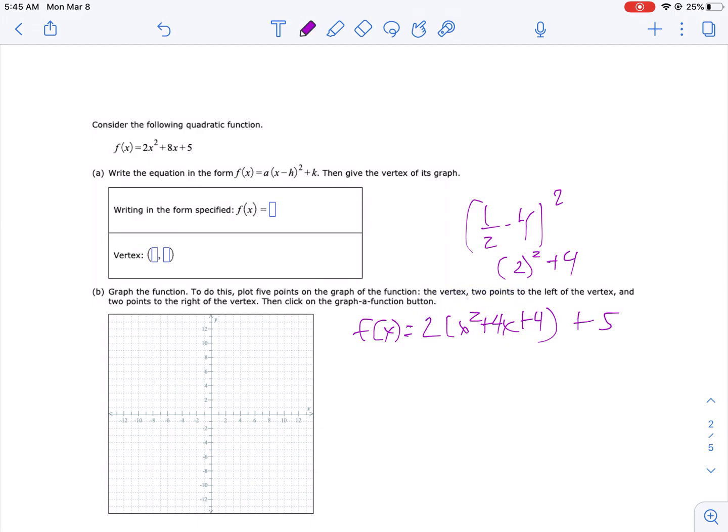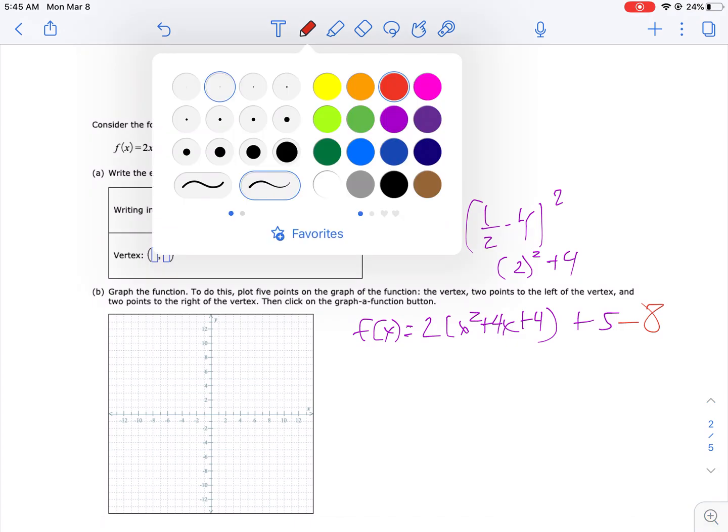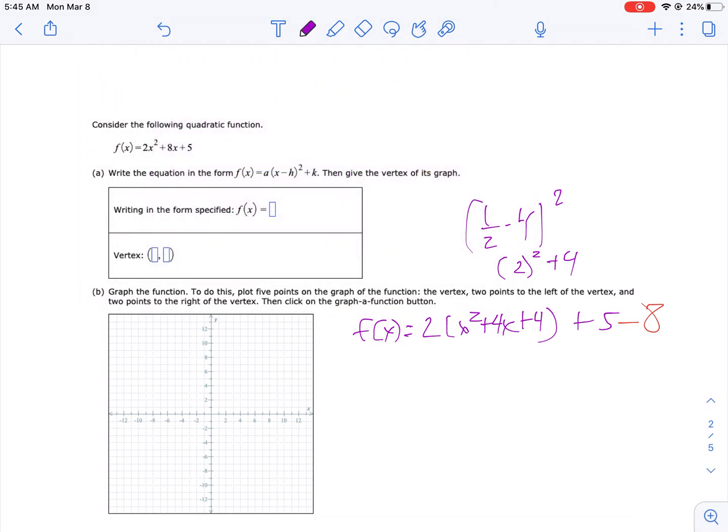I can't just magically add 8, so I better subtract 8 to make them 0. Whatever I have to add, I have to subtract the same thing. Now, let's factor. So I get 2 times x plus 2, the quantity squared, minus 3. So that is your answer for part A. Maybe I should have written f of x here so you can see it.